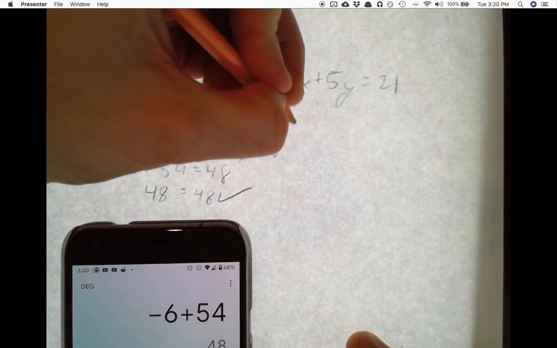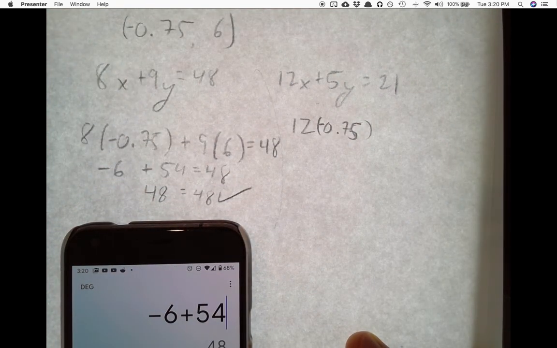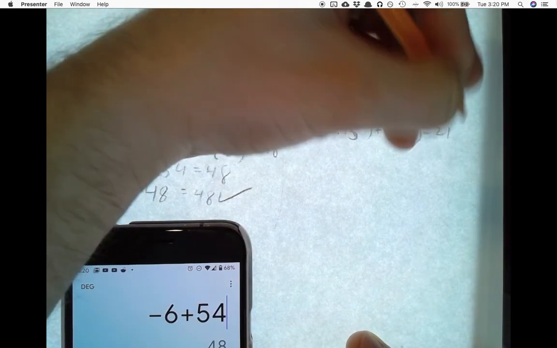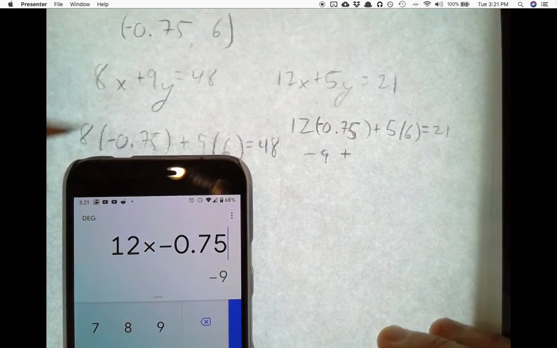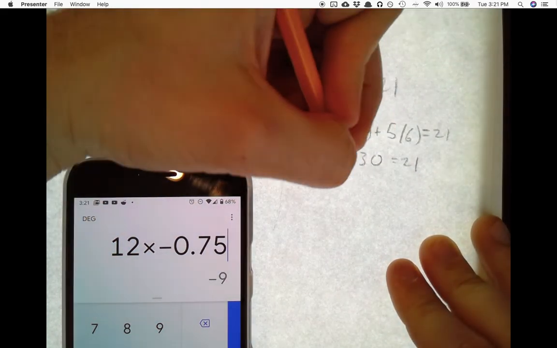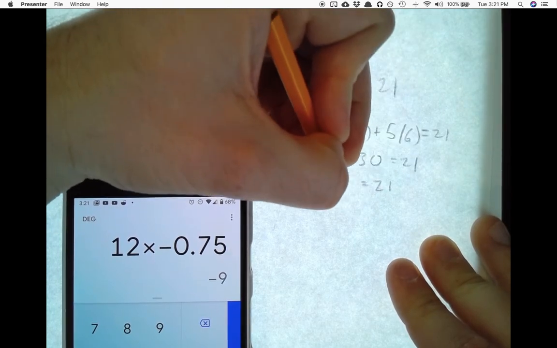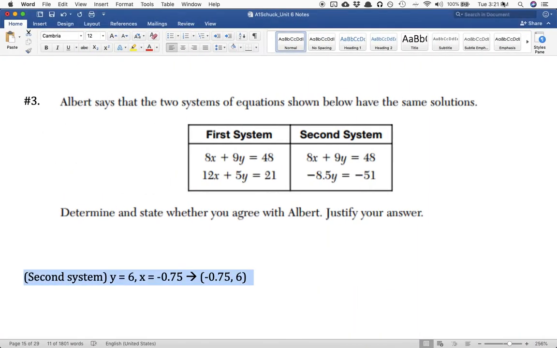Maybe Albert was right. So 12 times negative 0.75 plus 5 times 6 should be 21. Well, 12 times negative 0.75 is going to be negative 9 plus, that's 30. This is looking good too. So it looks like Albert was actually right, because 21 here I get is equal to 21. So it looks like this was a solution for both of these equations in my first system. So it means that we solved the second system, found this as the solution, plugged this into the first system, found that it worked. So Albert must be right, because the point negative 0.75, 6 works for all of my systems.